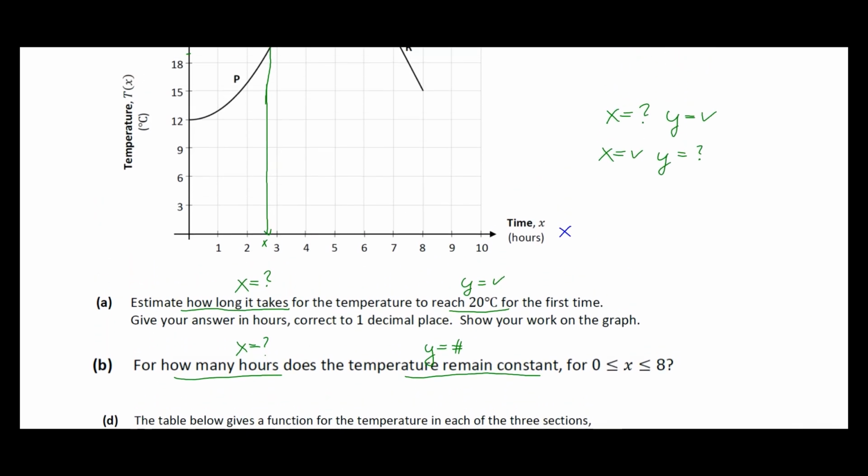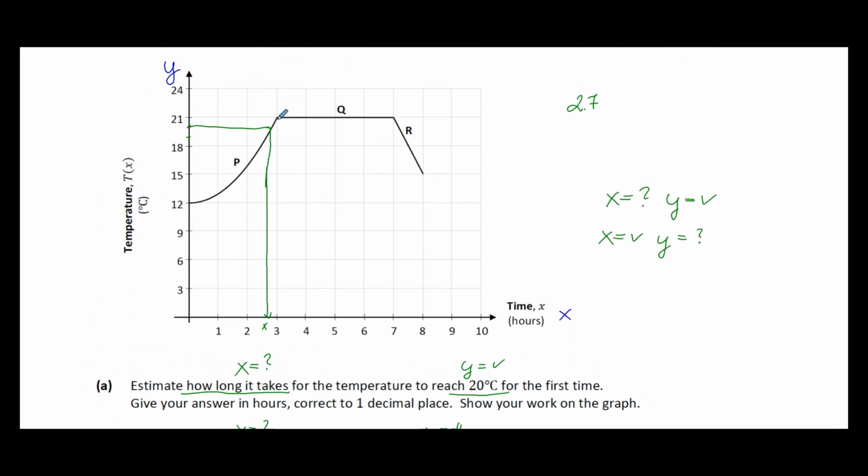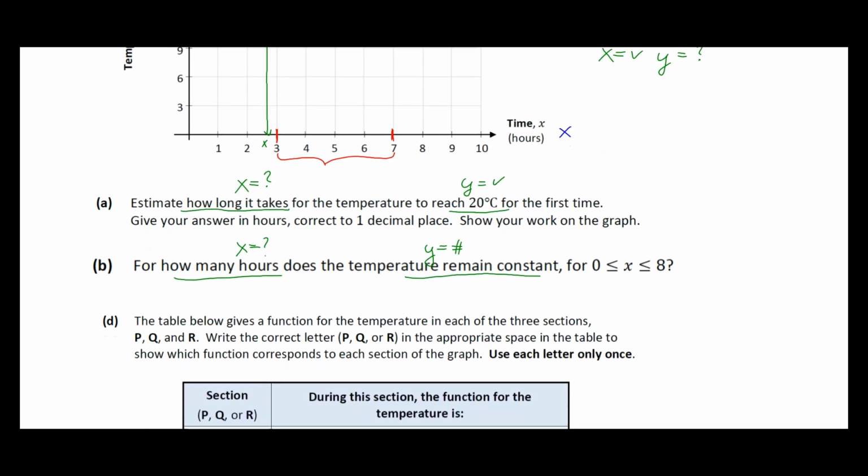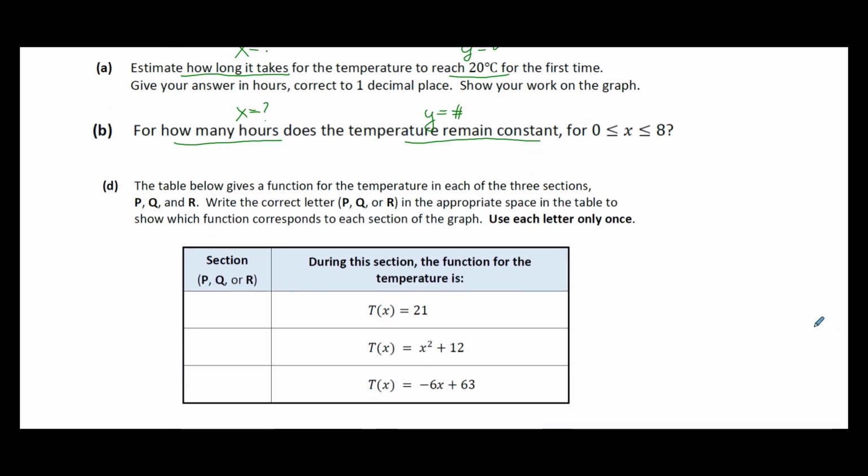So again, when we are looking at our graph, the temperature at this point doesn't change. So it is from 3 hours to 7 hours. So for how many hours? For 4 hours, isn't it? That's what it is. And then let's jump to part D.